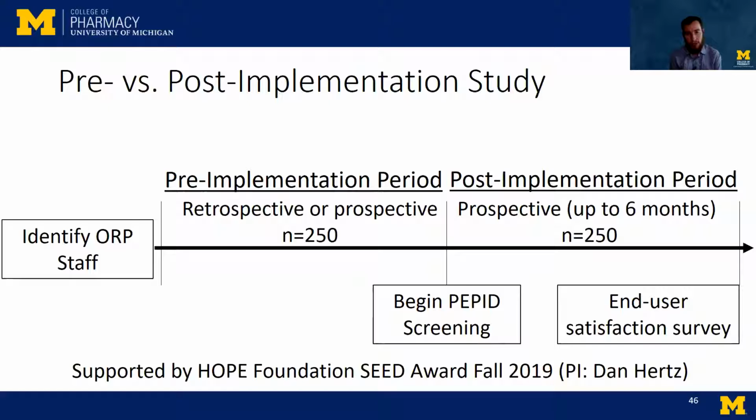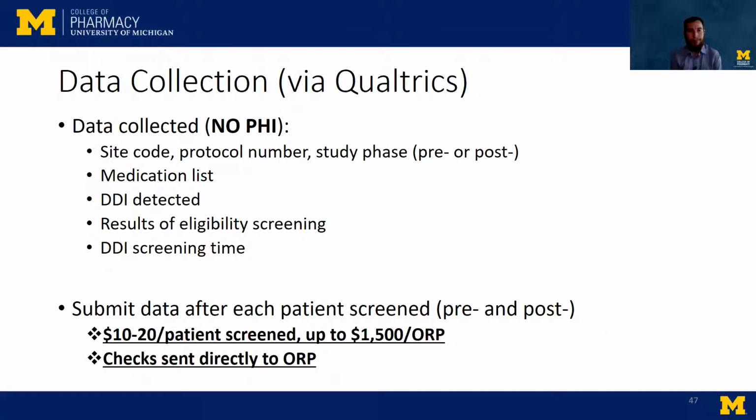Then we give the tool to the ORP staff, and then there will be a prospective phase where the ORP staff will actually use our tool and provide the same information about the patients that were screened and the outcomes. And then we would have another user satisfaction survey at the end. And again, this was supported by a Hope Foundation Seed Award pre-COVID times. If we go to the next slide.